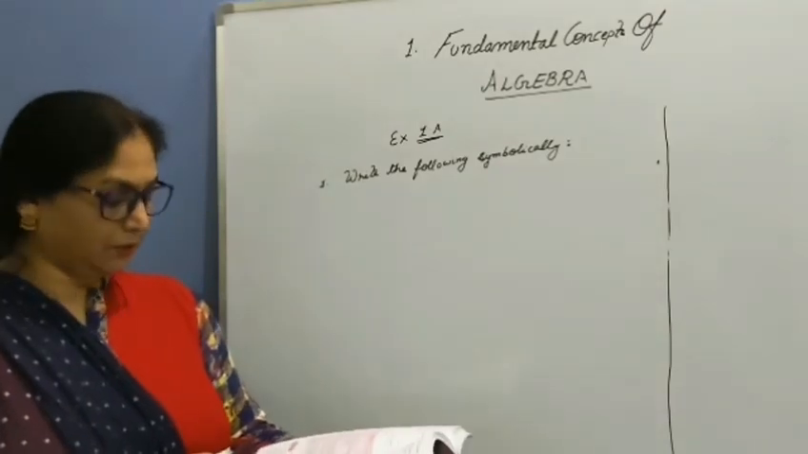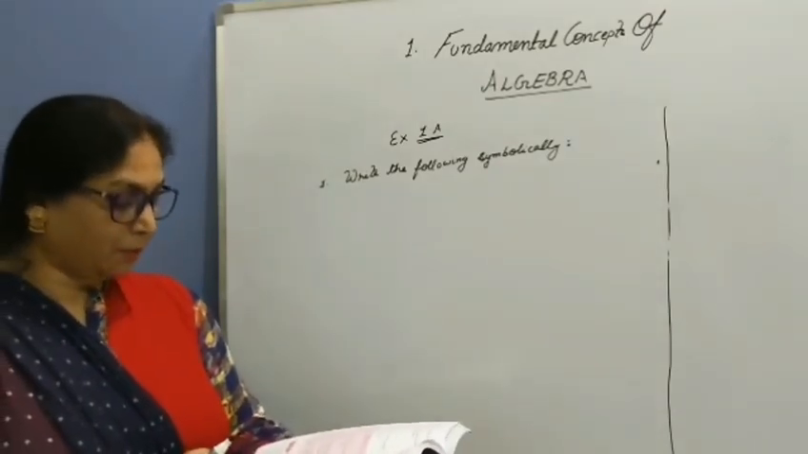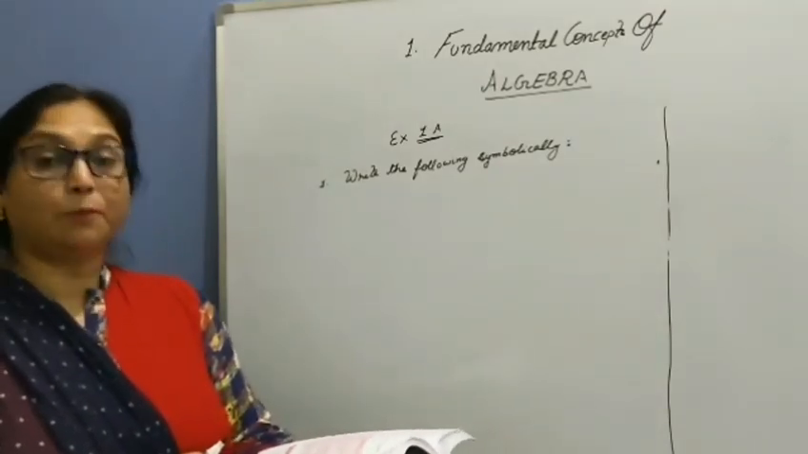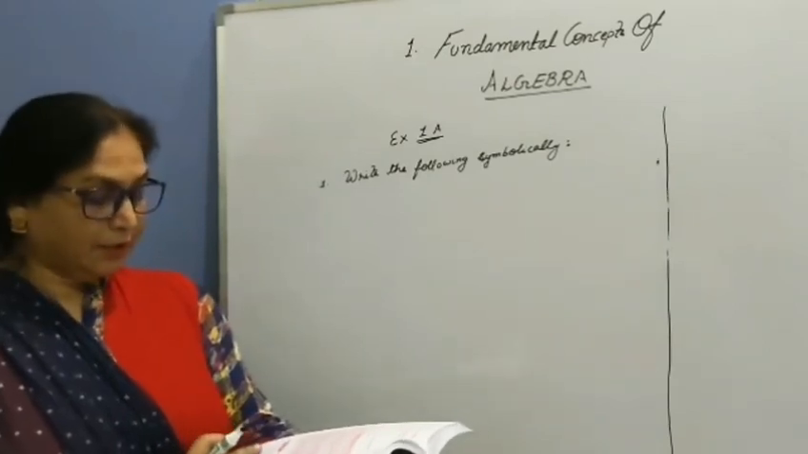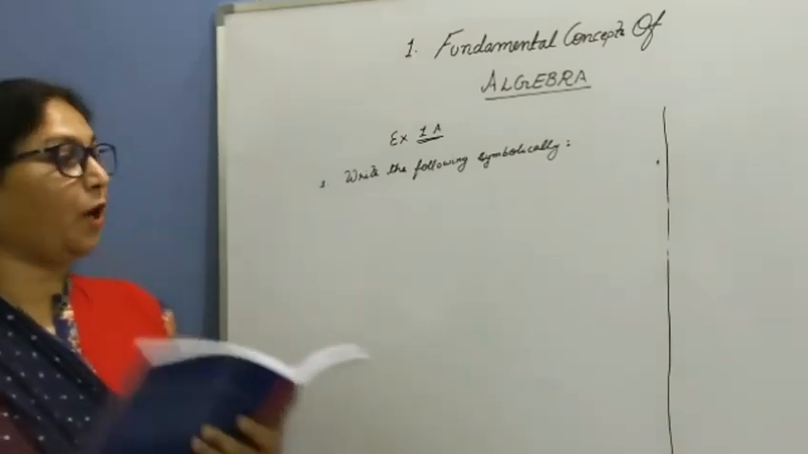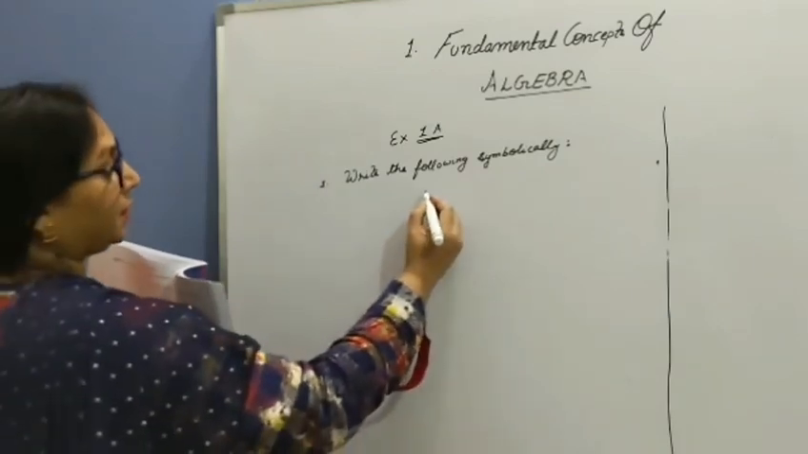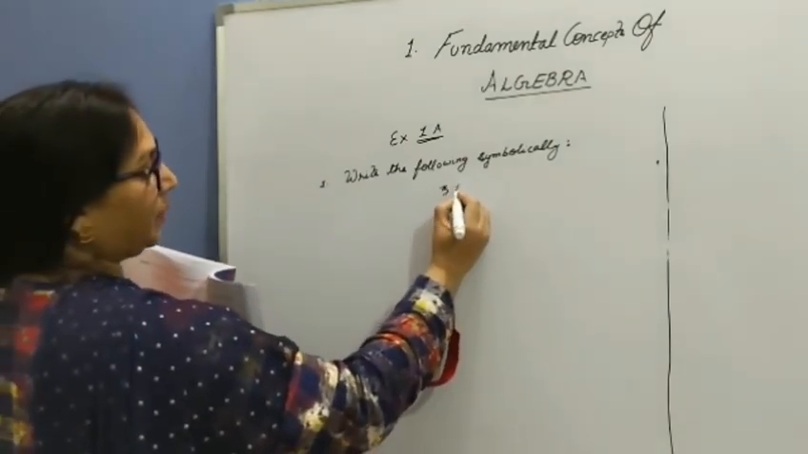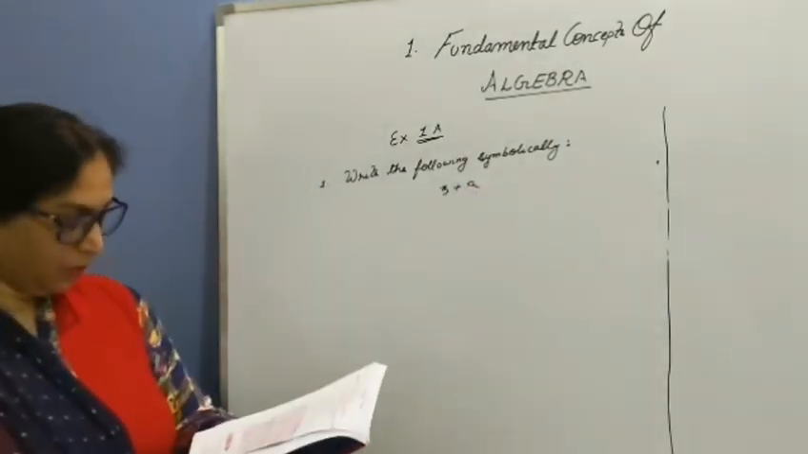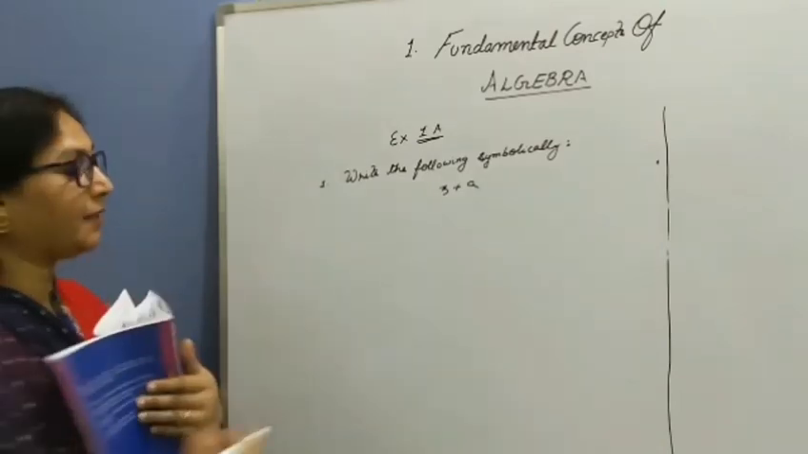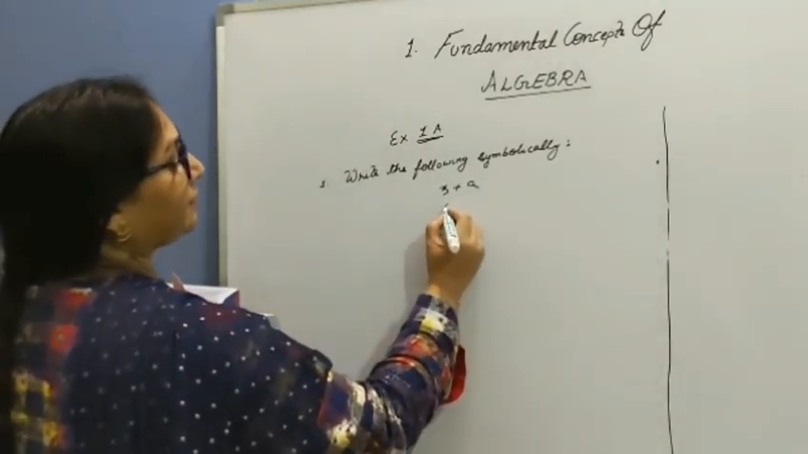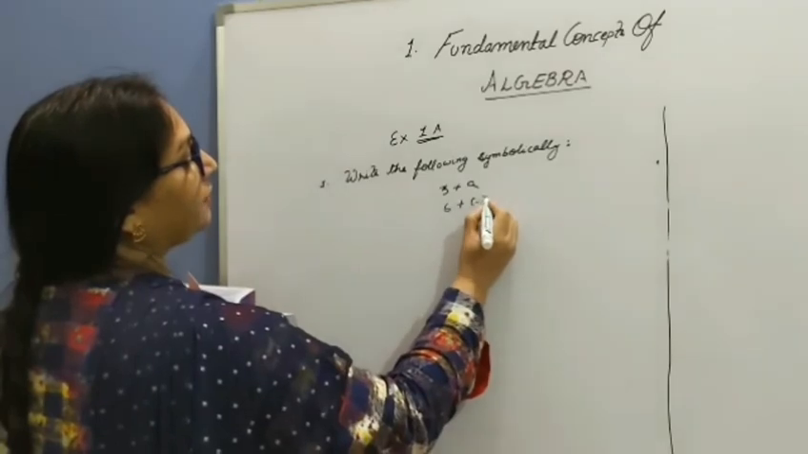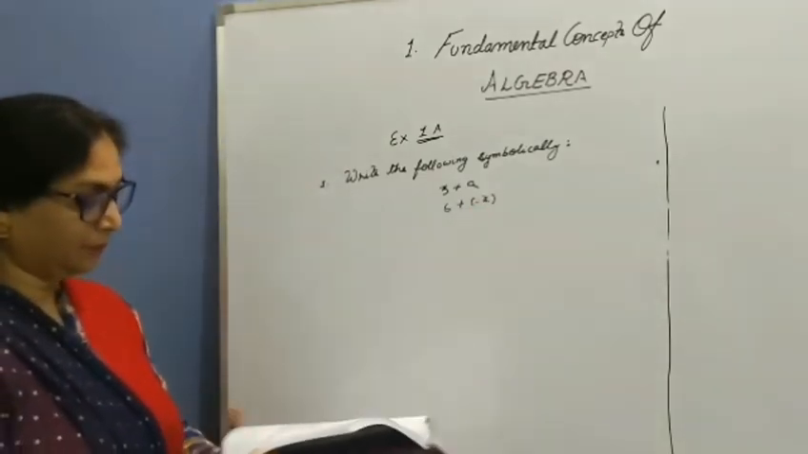So let's move on to the questions of exercise 1a. Question number 1. Write the following symbolically. First question: the sum of 3 and a. How can you write it as a mathematical expression? Sum of 3 and a means 3 plus a. Question number 2. The sum of 6 and minus x. 6 plus minus x.